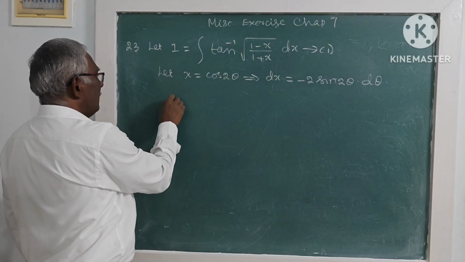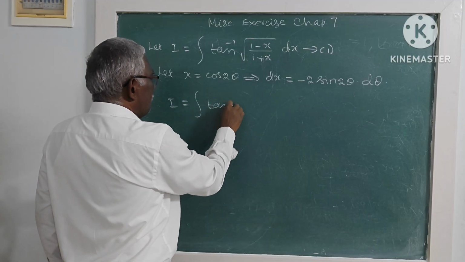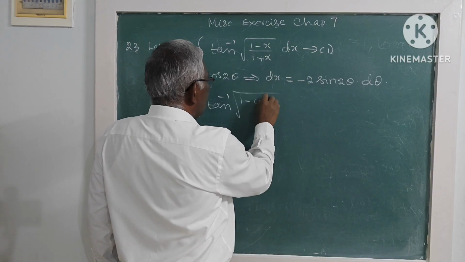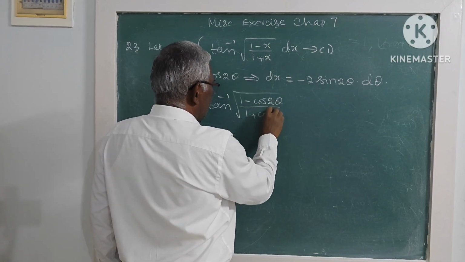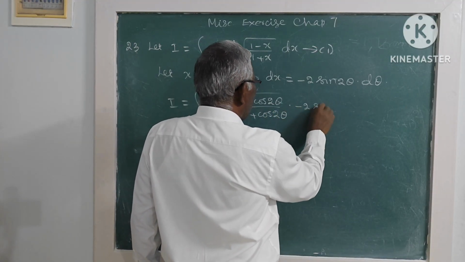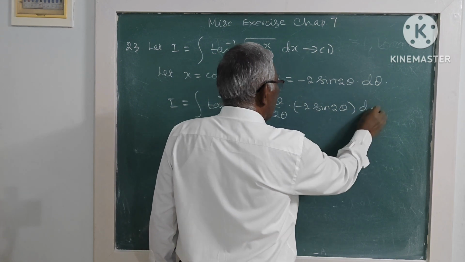Therefore, I is equal to integral tan inverse of square root of 1 minus cos 2 theta by 1 plus cos 2 theta into minus 2 sin 2 theta d theta.